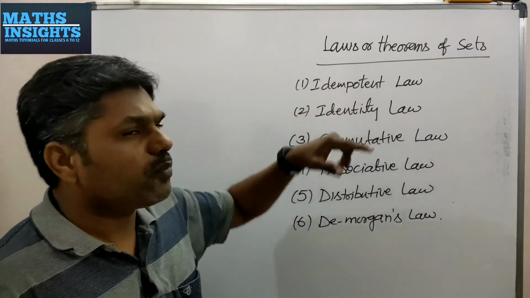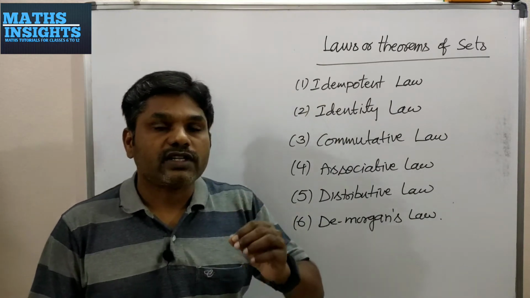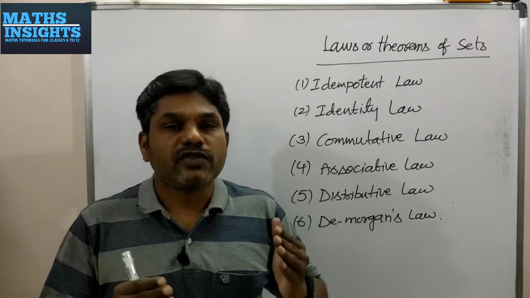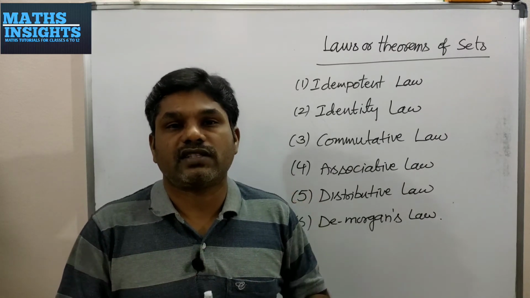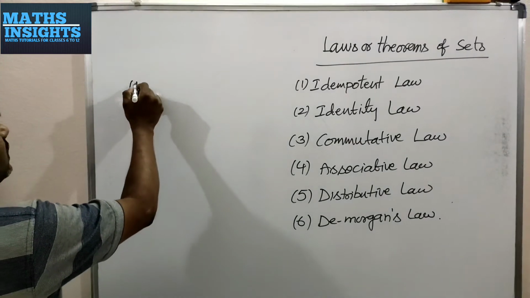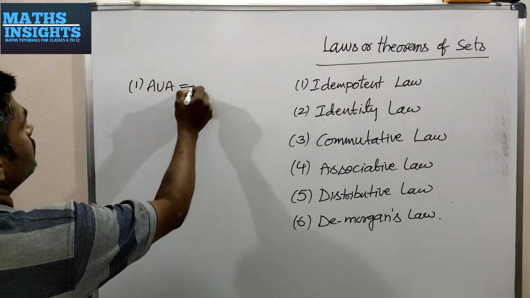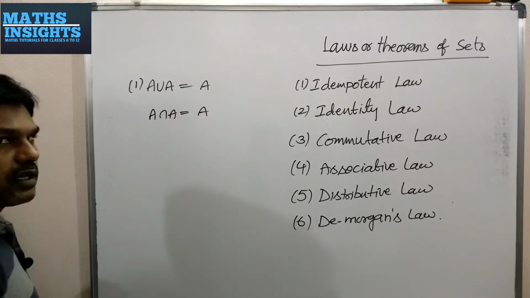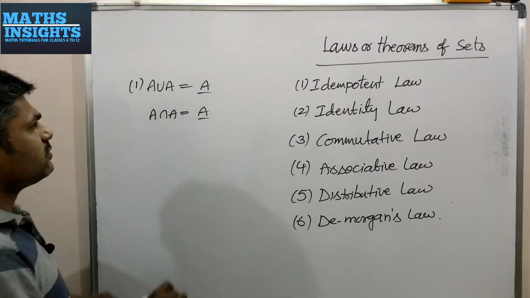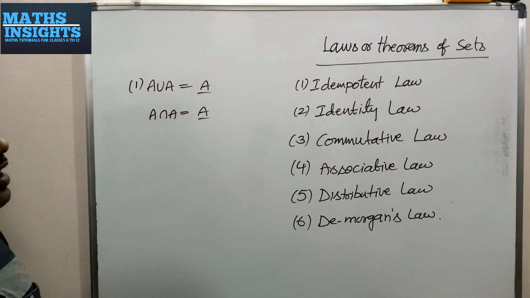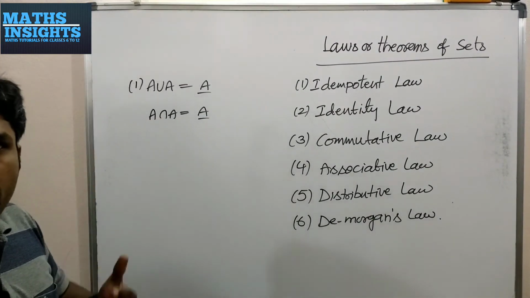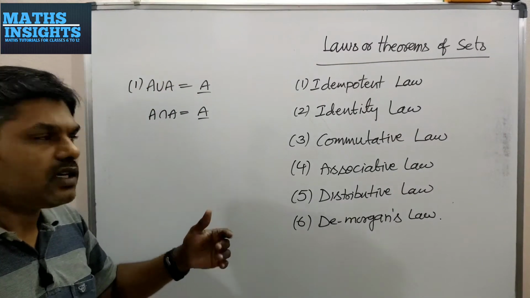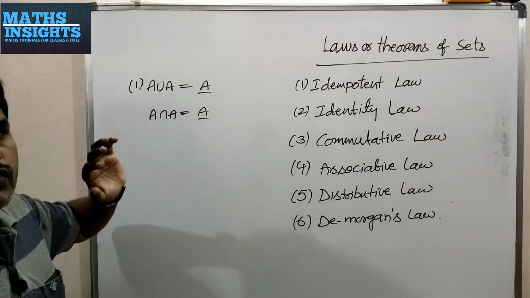The first law is the idempotent law. Idempotent, the name suggests potent. That means you get the same set by using the set. Suppose I write the first one: A union A is equal to A, and A intersection A is also A. That means you are getting the same set by using the set. This is called the idempotent law. You may prove this by taking some elements, whatever you like. You will get the same set on both sides.